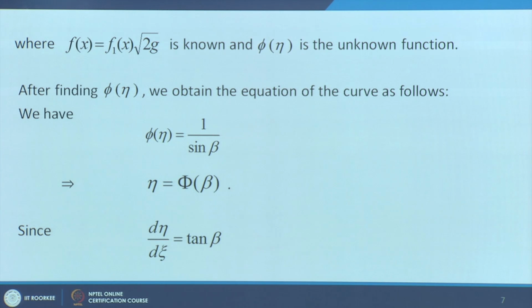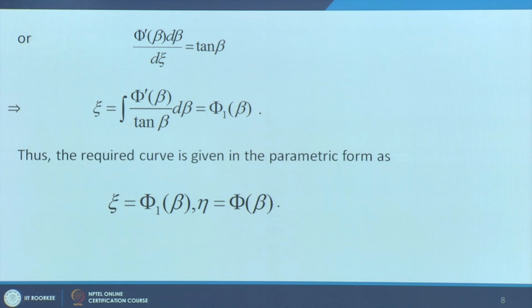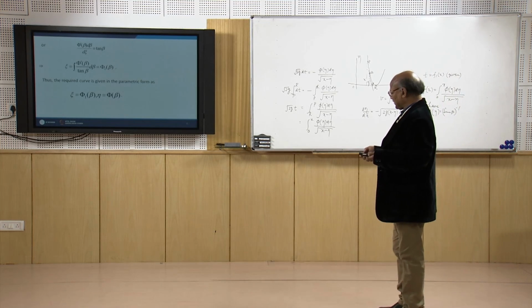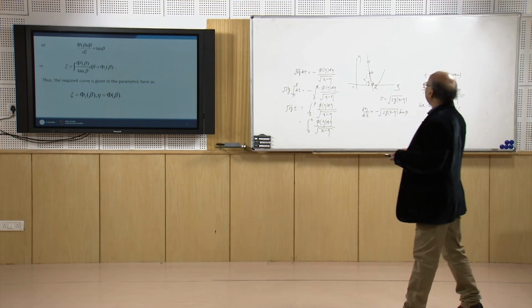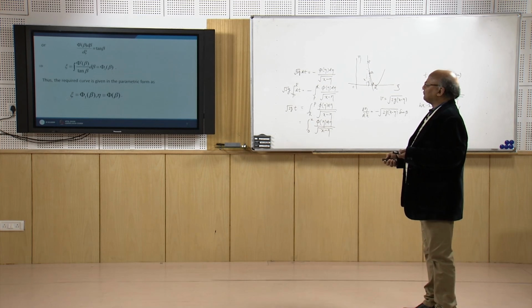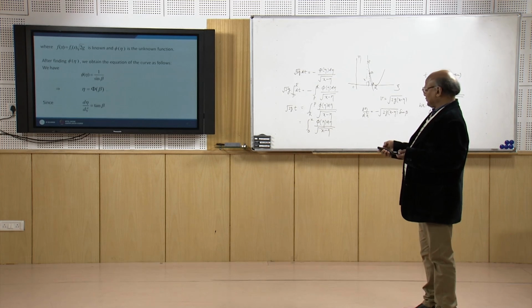and from the equation eta equal to phi(beta), we can say that d eta is phi dash(beta) d beta. So we can write phi dash(beta) d beta over d xi equal to tan beta. Integrating this equation, we get xi equal to integral of phi dash(beta) d beta upon tan beta. Now this will be another function of beta which we can write as capital phi 1(beta). Thus we get the required curve, the path followed by the particle, in the parametric form, which is xi equal to phi 1(beta) and eta equal to phi(beta).